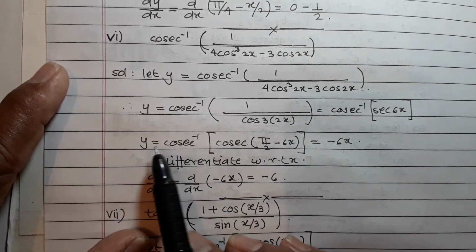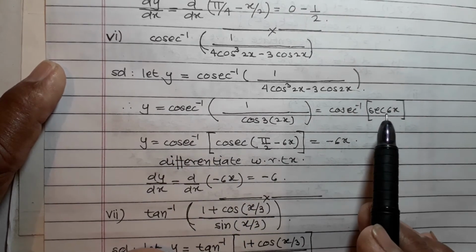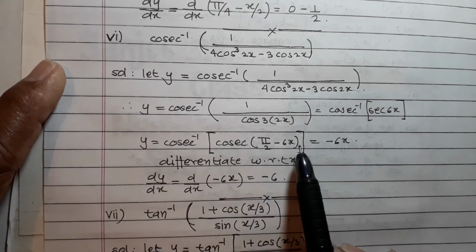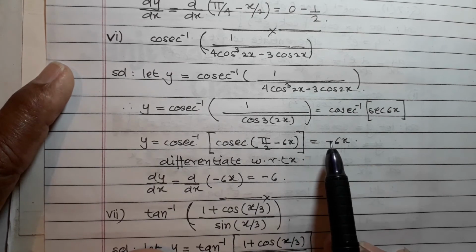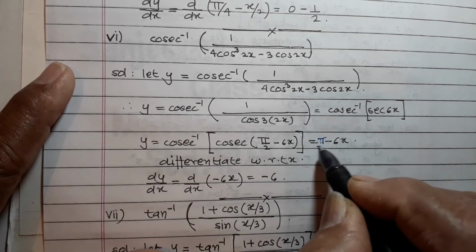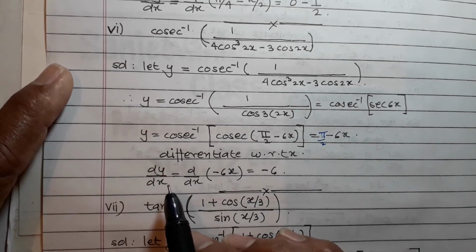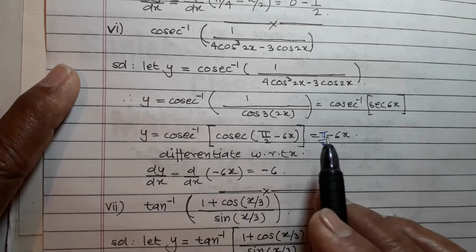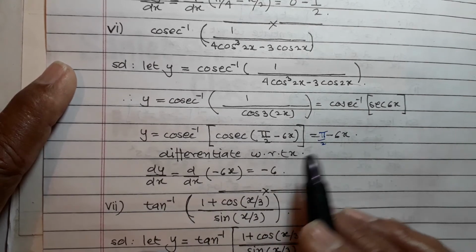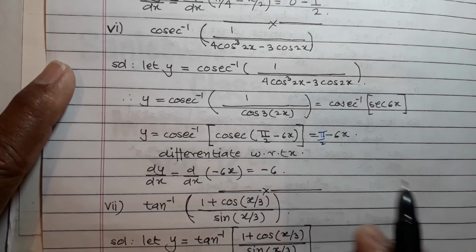and therefore y is equal to cosec inverse cosec (pi by 2 minus 6x). This sec you convert into cosec of pi by 2 minus 6x, and therefore y is equal to pi by 2 minus 6x. Okay, differentiate with respect to x. dy/dx is equal to d/dx of (pi by 2 minus 6x), and therefore the derivative of pi by 2 is equal to 0, and therefore dy/dx is equal to minus 6.